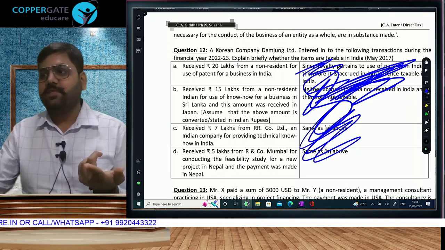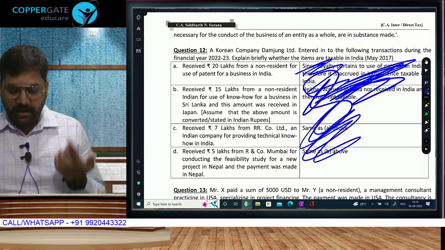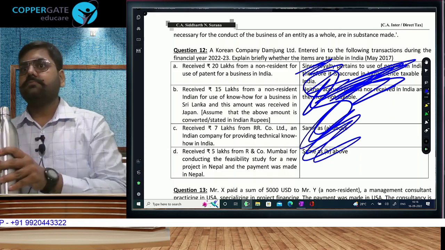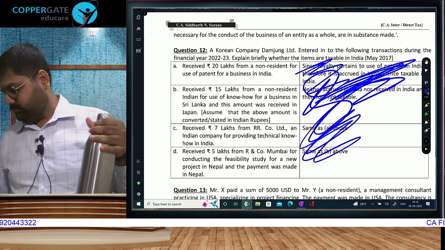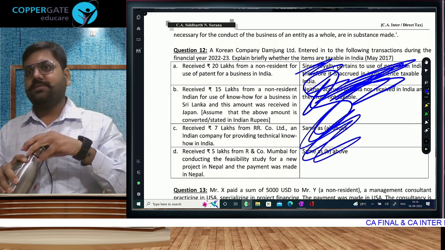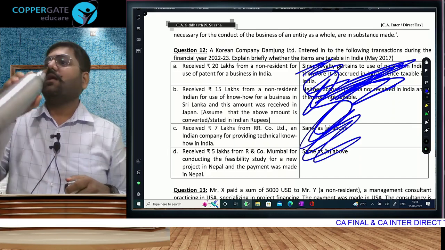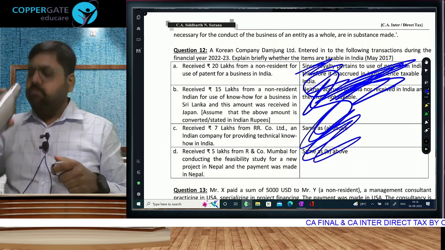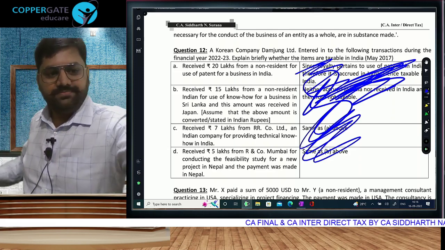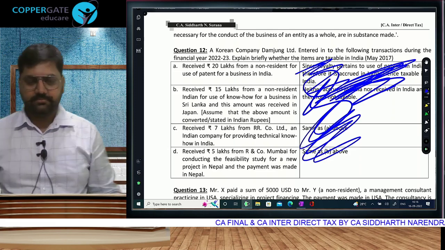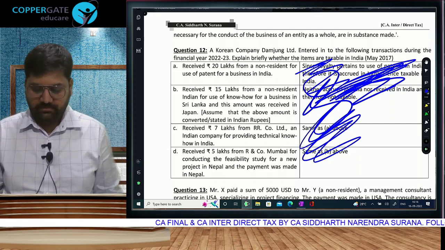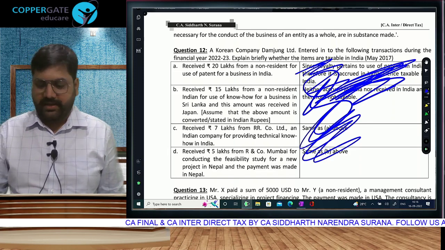Some are like, still we have the book, but don't read. And question number 12. Please read the question. A Korean company, Downjong Limited, entered into the following transactions during financial year 22-23. Explain briefly whether the items are taxable in India. So you just have to decide whether taxable or not.